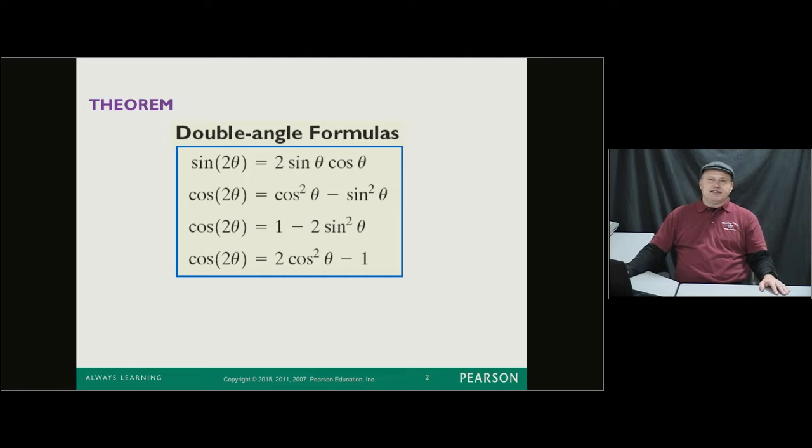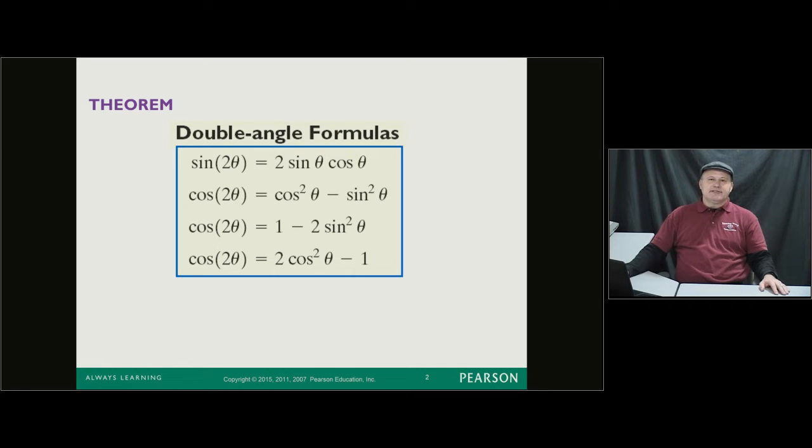But then if you change the cosine squared to 1 minus sine squared, it becomes 1 minus 2 sine squared, which gives you the third one. But on the other hand, if you change the sine squared to 1 minus cosine squared of theta, then it becomes cosine squared of theta minus 1 plus cosine squared of theta, because you distribute, and it gives you the fourth one.